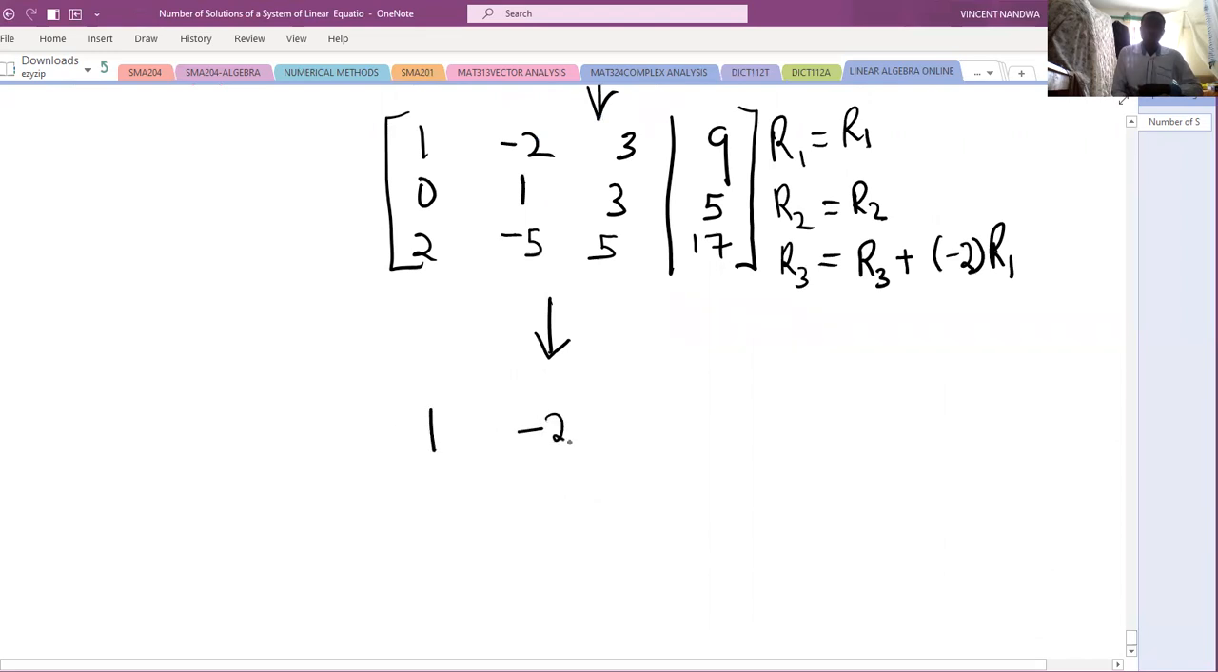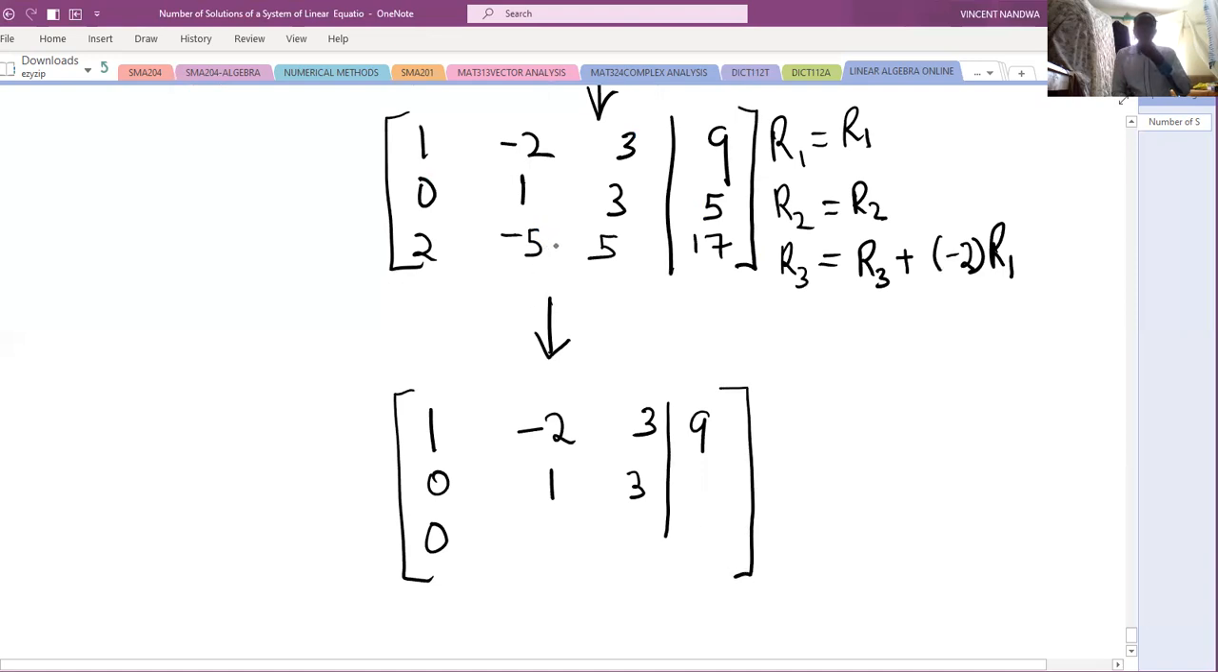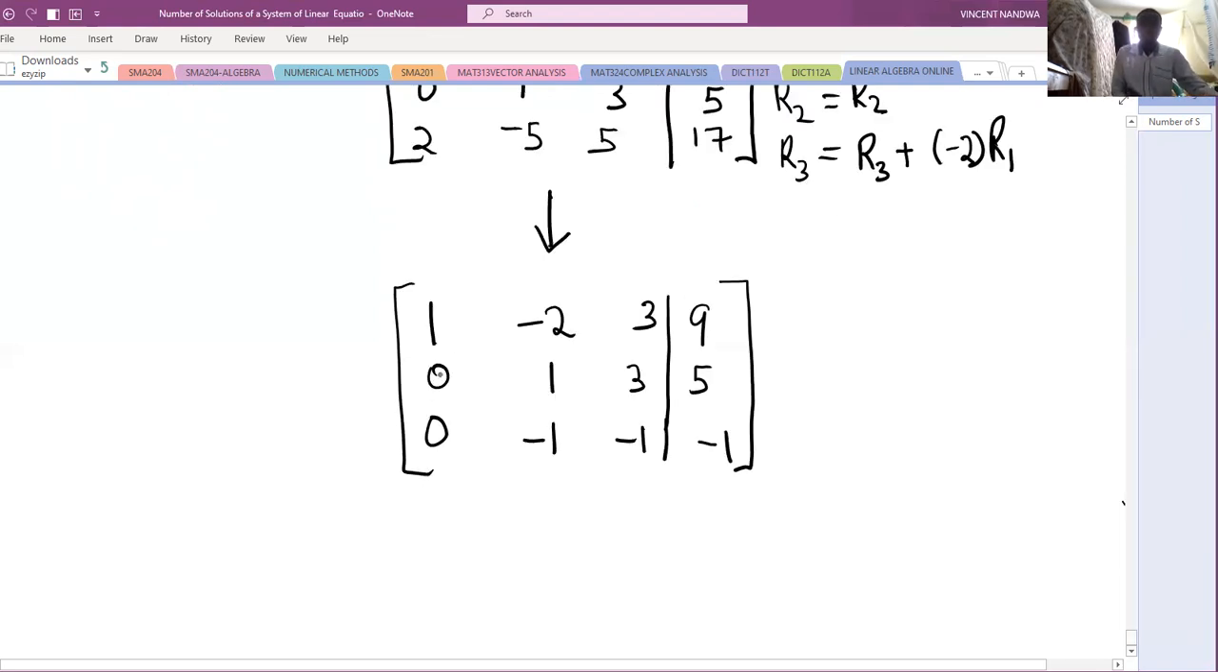So now this will give us 1, -2, 3, 0, 1, 3, and then we have 0. And then -5 plus -2 times -2, so it's like -5 plus 4, which is -1. And then 5 plus -2 times 3, which is 5 minus 6, which is -1. And then 17 plus -2 times 9, 17 minus 18 is -1. So this okay, this okay, this okay, this okay.